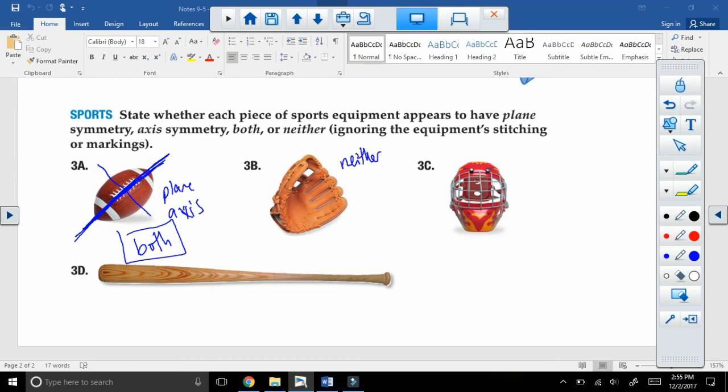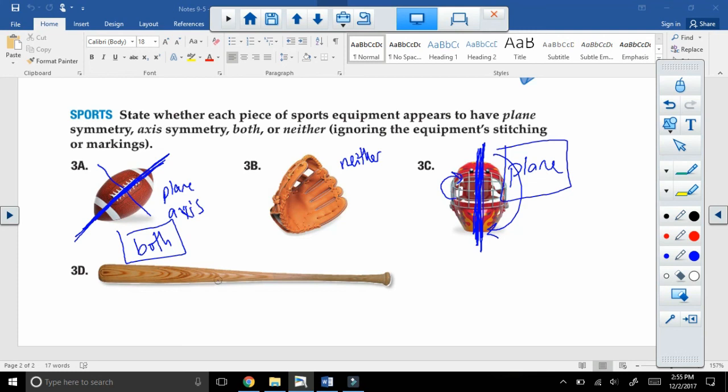For this helmet, it would have plane symmetry. You could take a plane and cut it right through this way. But if you tried to spin it around, the axis symmetry, if you spun it this way, you'd have the top of the helmet at the bottom. Or if you tried spinning it back to front, you'd have the face guard in the back. So this would only have plane symmetry.